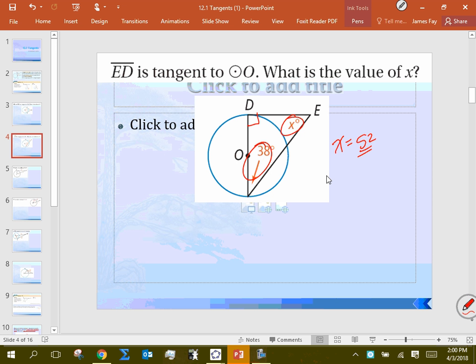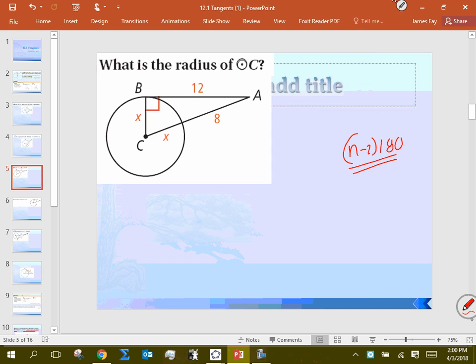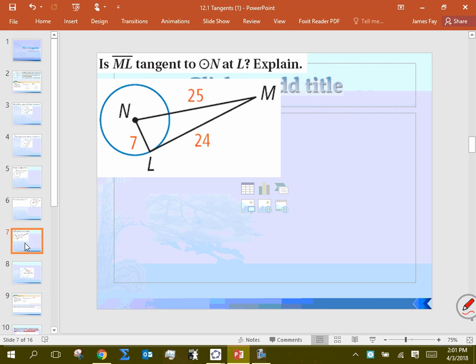So you see quite a few of those ultimately playing off of the n-2 times 180 concept that we learned in chapters 6 and 7. You're also going to see them play off of the Pythagorean theorem a little bit. So I'm going to go to this slide here and do this example with you first. They're going to ask you, looking at this picture, is ML a tangent line?